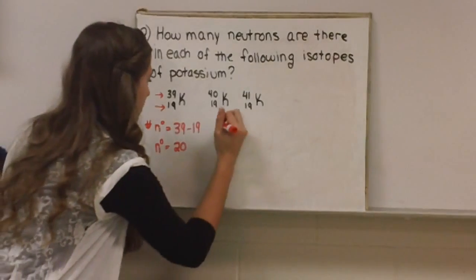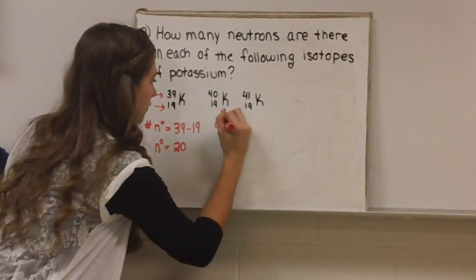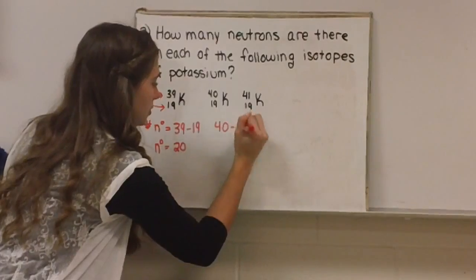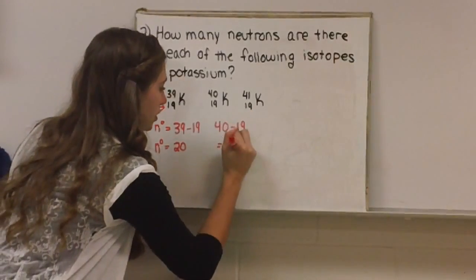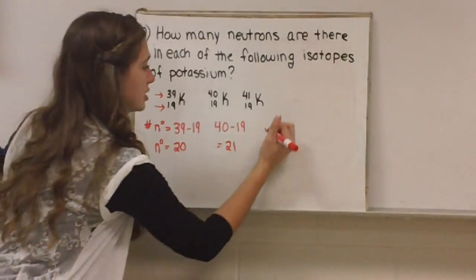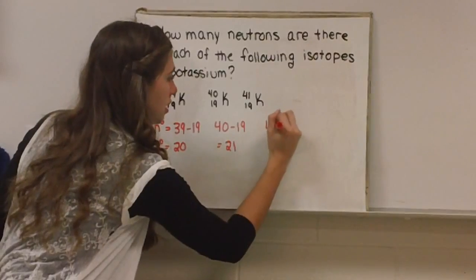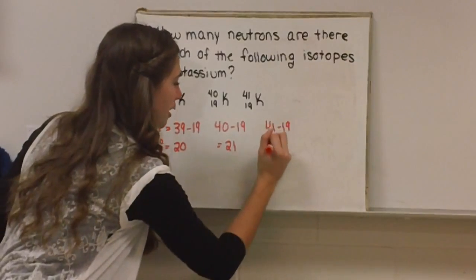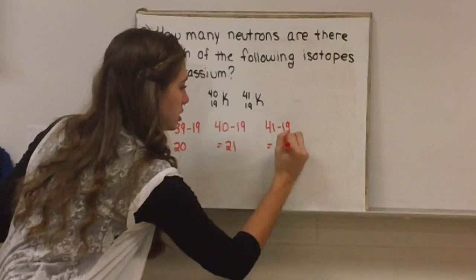Let's do the next one. For this isotope, we do 40 minus 19, and that's going to give us 21. And for the last isotope, we have 41 minus 19, and that's going to equal 22.